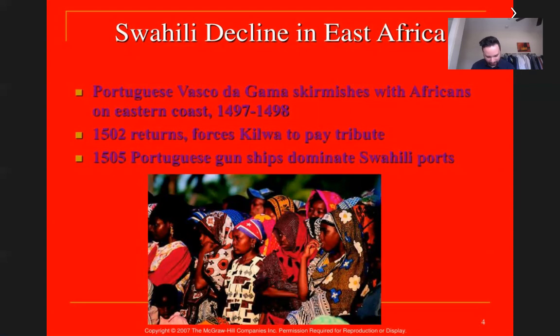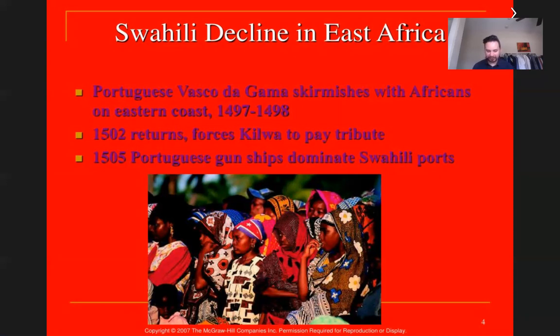And the Portuguese forces built administrative centers in Mozambique and Malindi, and constructed forts throughout the region in hopes of controlling trade in East Africa. They did not succeed in that effort, but they disrupted trade patterns enough to send the Swahili cities into a decline from which they never really fully recovered.